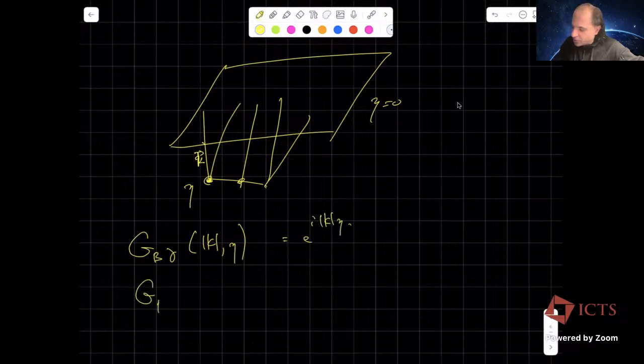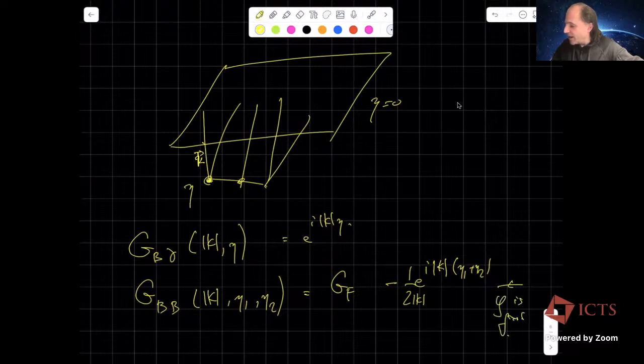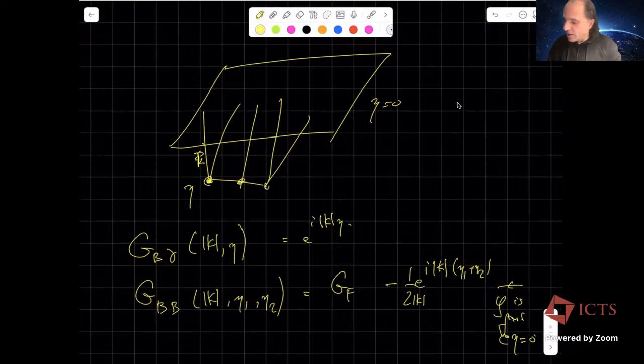And then also there's a bulk-to-bulk propagator that depends on k and eta 1 and eta 2, which is the Feynman propagator, but minus this correction, e to the I k eta 1 plus eta 2, that's 1 over 2 magnitude of k, which is there to ensure the boundary condition that phi is fixed at eta equals 0. Okay, so it's just normal Feynman diagrams with these Feynman rules, and we integrate all the times. All the times are integrated from minus infinity to 0. Okay, so that's the computation, the way you do it from the path integral.